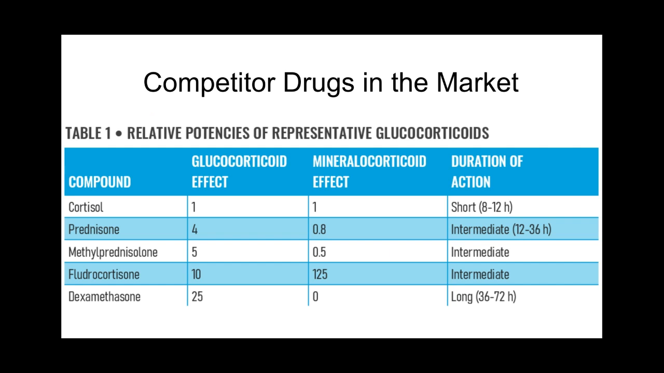Fludrocortisone did have increased glucocorticoid activity, but it also had a great deal of mineralocorticoid activity. Finally, of the drugs presented here, dexamethasone possesses the greatest on-target glucocorticoid activity and minimal off-target mineralocorticoid activity. It also has the longest duration.